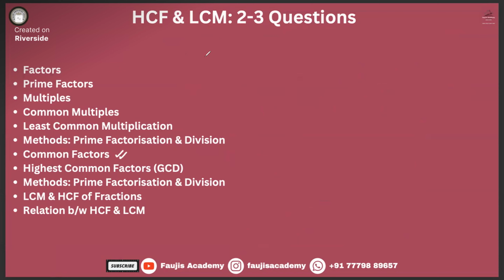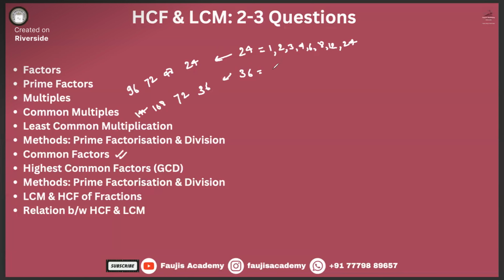How should I tell you? Okay, let's say write it. 24 is divisible by 1, 2. Factors divide the number. 3, 4, 5, 6, 7, 8, 9, 10, 11, 12, 24. We are not talking about common multiples. We are talking about common factors. Multiples are this way. 72. This is the number we missed.